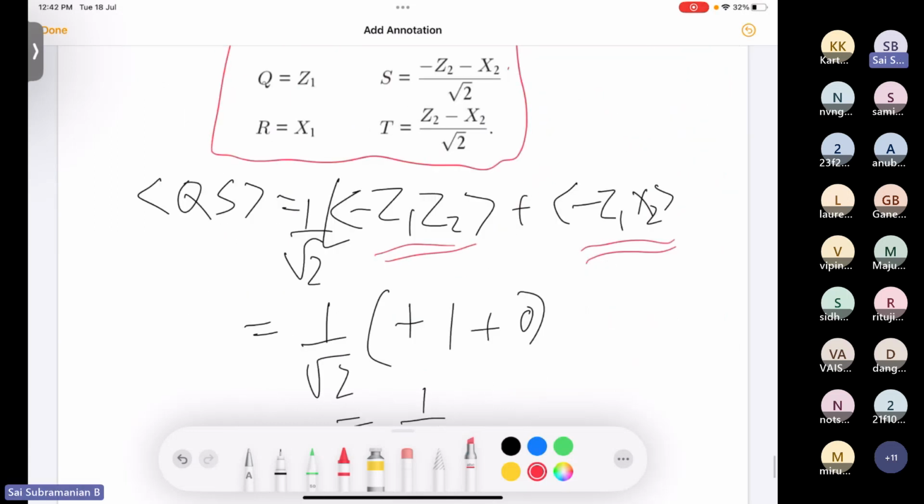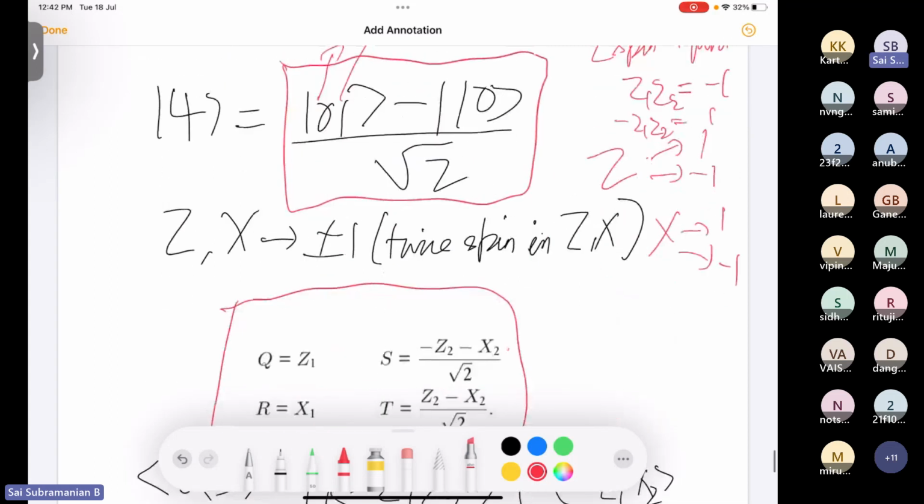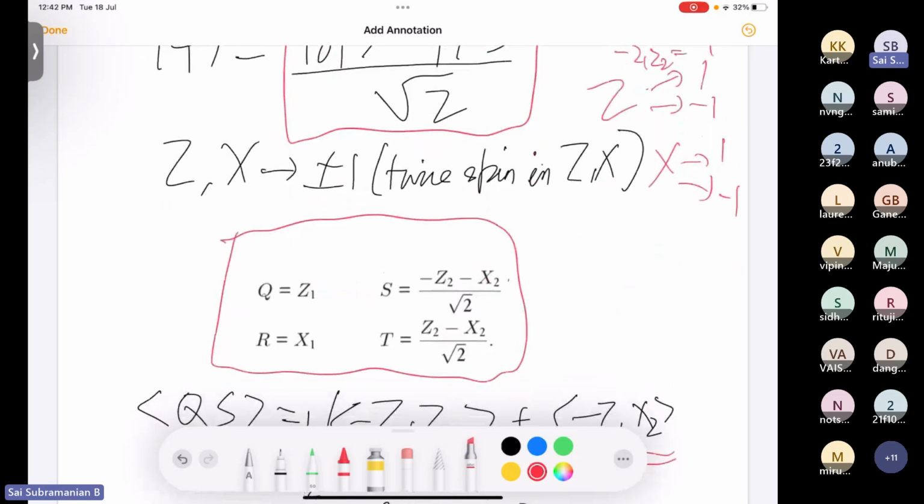So the expected value of minus Z1, Z2 is plus 1. It's always going to be plus 1. Now let's look at the expected value of minus Z1, X2. If you measure Z1 and get 0, the second qubit decomposes into 1. If you get 1, the second qubit decomposes into 0.